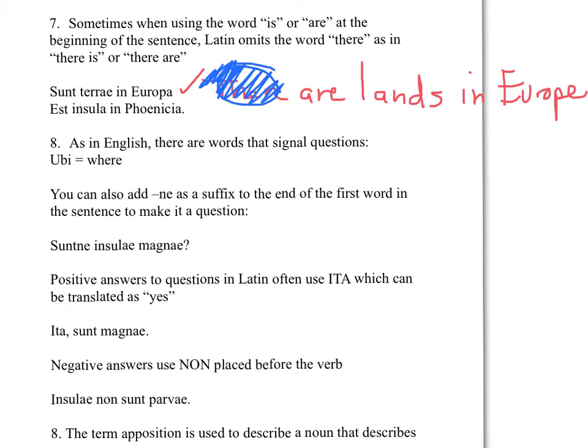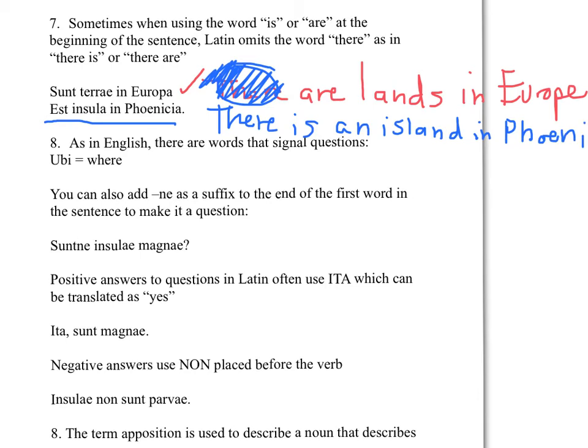But again, that's bad English. So sometimes the point of number 7 is that you have to supply the word there. The second example says, est insula in Phoenicia. That says there is an island in Phoenicia. Literally, though, I ran out of room, but literally it says, is an island in Phoenicia. You have to supply the word there when you translate it to make it sound like good English.